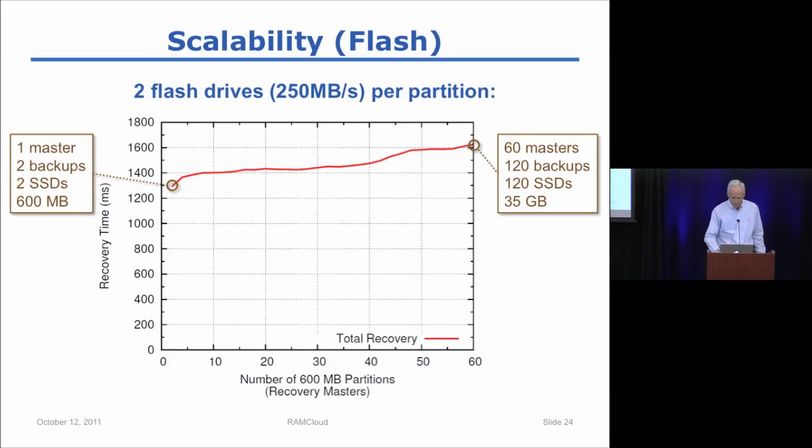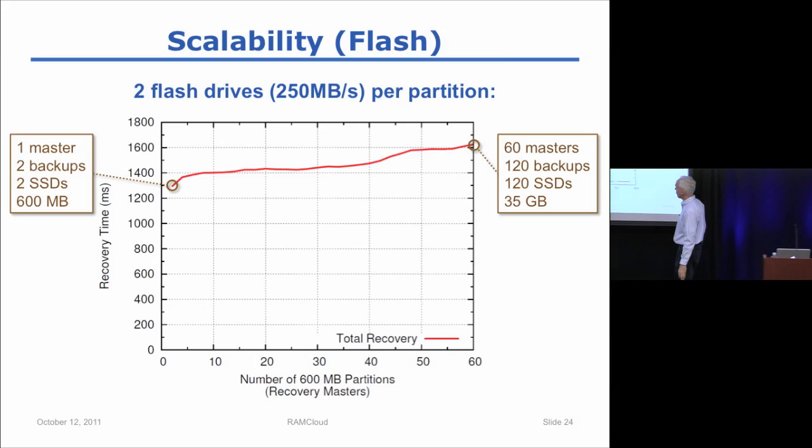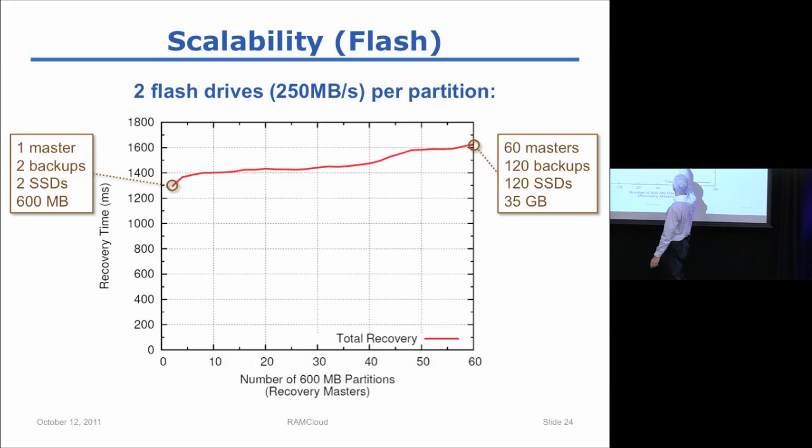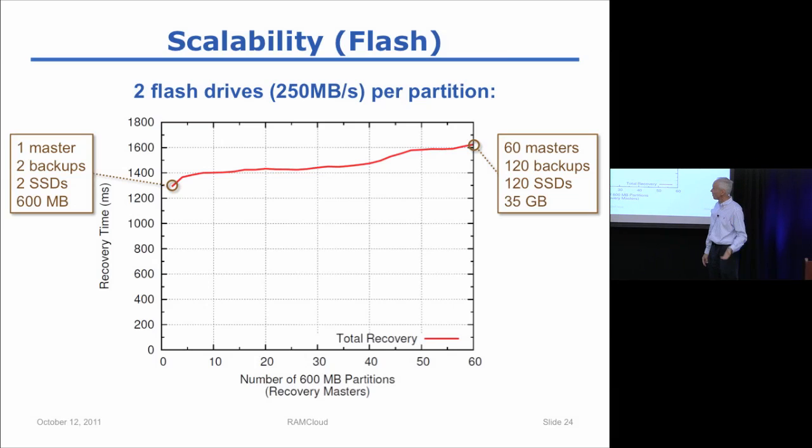So that's with disk. Then we got greedy and wanted to see, is there some way we can use all 60 of our nodes as recovery masters and go even faster? So we went out and bought a bunch of flash drives, and we put 2 flash drives on each backup machine instead of disks. And the flash drives have a bandwidth of about 250 megabytes per second. So in this scalability experiment, we used 2 flash drives per partition versus 6 disks per partition in the last one. Now, what you can see with 2 flash drives, it's going to take more than a second to get 600 megabytes. The partition size is the same. It takes more like 1.2 seconds to get 600 megabytes.